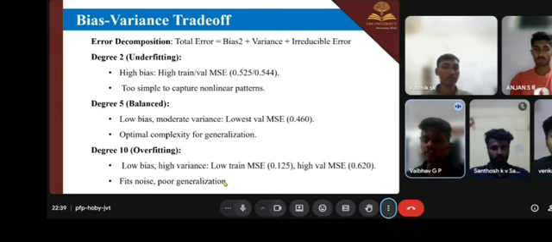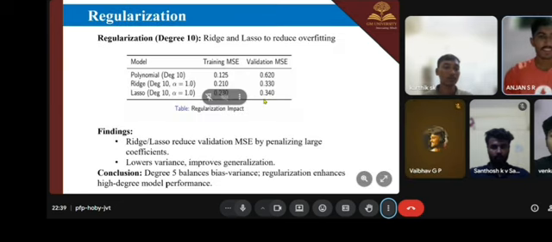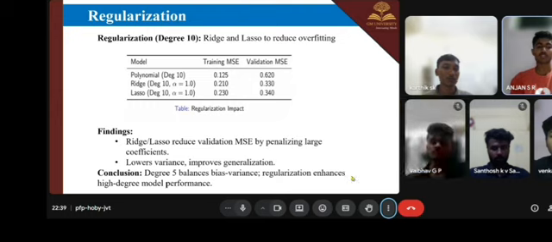The next slides will be continued by Anjan. So, the regularization: ridge and lasso to reduce overfitting. The model is used for training and validation purposes. We are finding that ridge and lasso reduce validation error by shrinking large coefficients. Lower variance improves generalization. In conclusion, degree 5 balances bias and variance, and regularization enhances high-degree model performance. Now it is continued by Santosh.